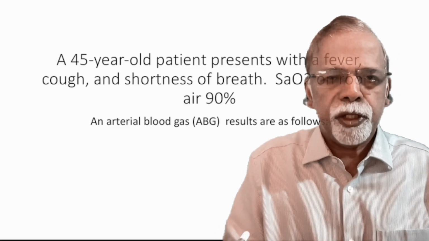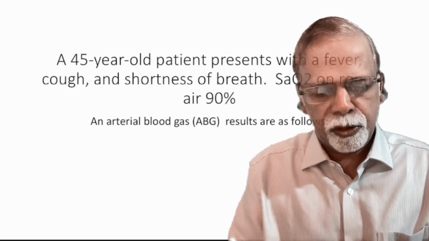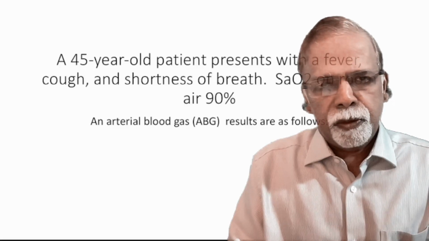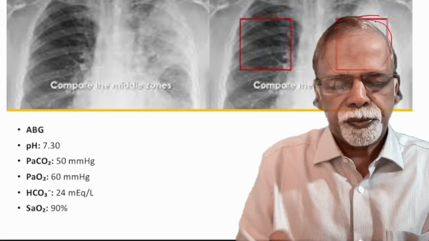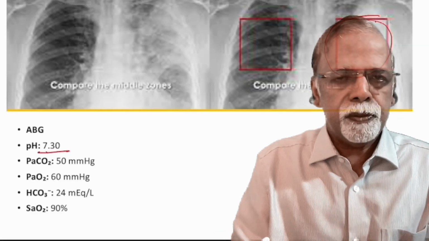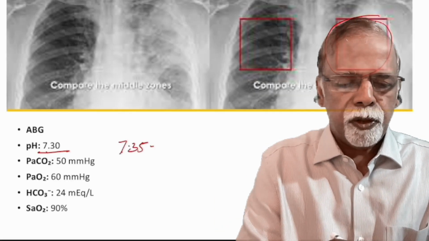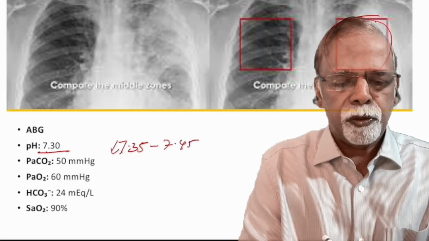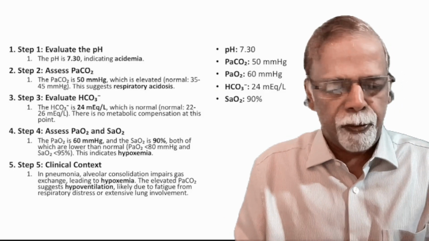So history of a 45-year-old patient who presents with fever, cough and shortness of breath. His SpO2 at room temperature was 90% and arterial blood gas analysis was done. So here you can see the area of consolidation. The ABG shows pH 7.3. So the normal pH is 7.35 to 7.45. So it is decreased, so the patient has got acidemia.